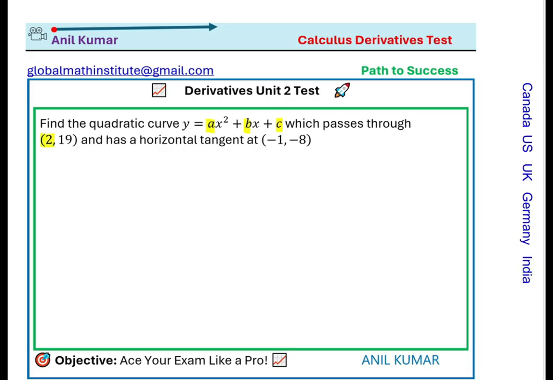Equation number 1 comes from the point given to you, 2, 19. Equation number 2 comes from the second point, which is minus 1, minus 8. From where do you get equation number 3? Well, it is from the horizontal tangent condition. So you have three equations and just find the values of a, b, and c. You can always pause the video and then look into my suggestions.